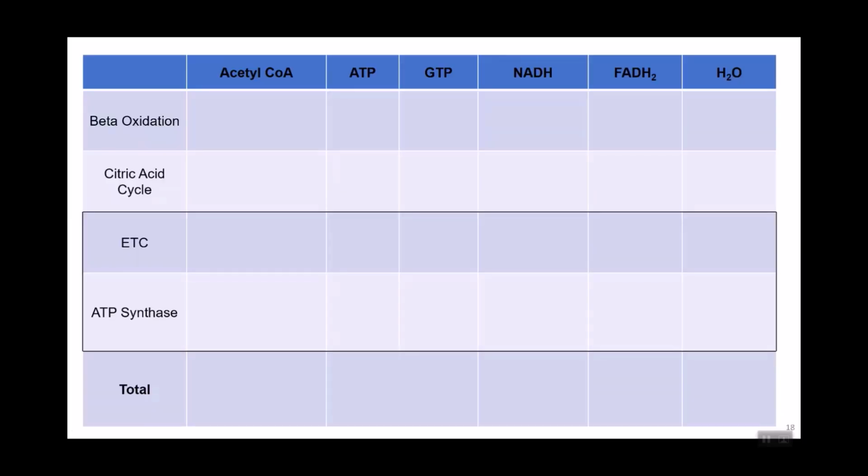Let's walk through how many ATPs are going to get made from that 16 carbon chain. So we saw that beta oxidation is going to generate 8 acetyl-CoA molecules, 7 NADHs, and 7 FADH2s, but it's also going to require 7 water molecules. Those 8 acetyl-CoAs will then enter into the citric acid cycle. So pause the lecture now and see if you can work out how many molecules are made from this point on.